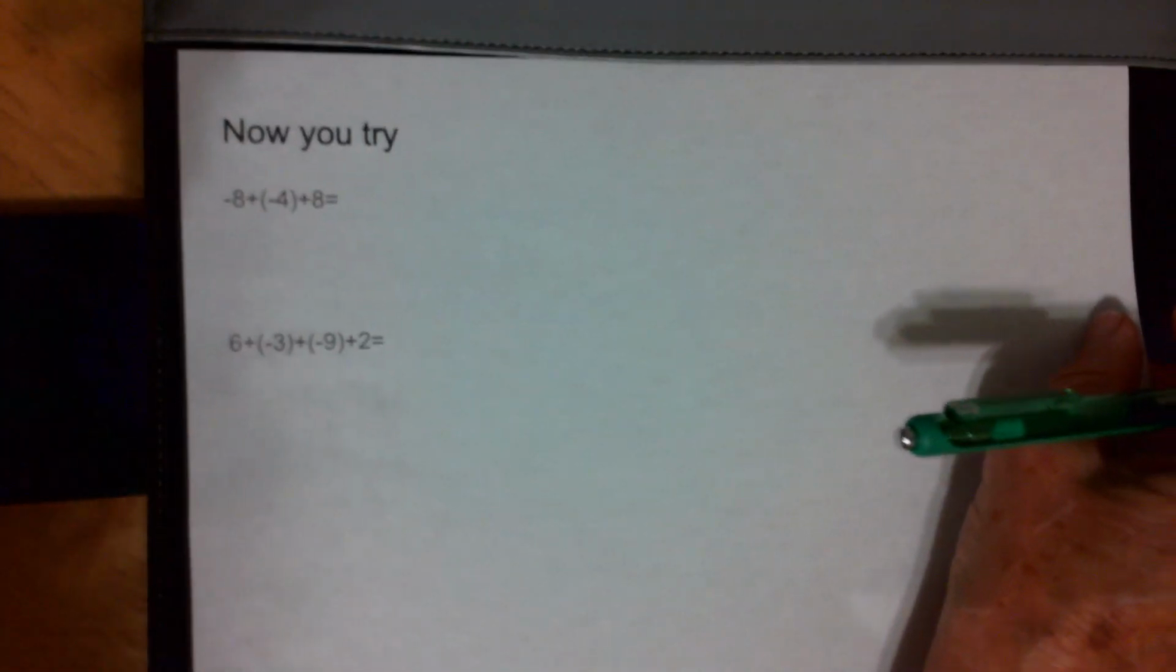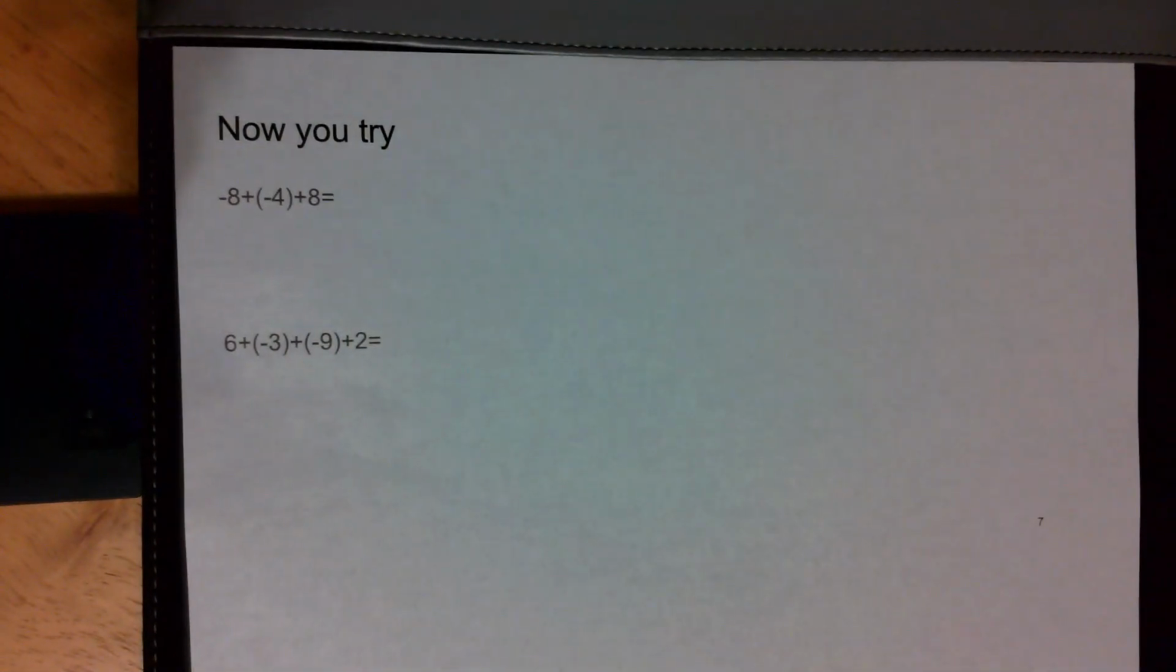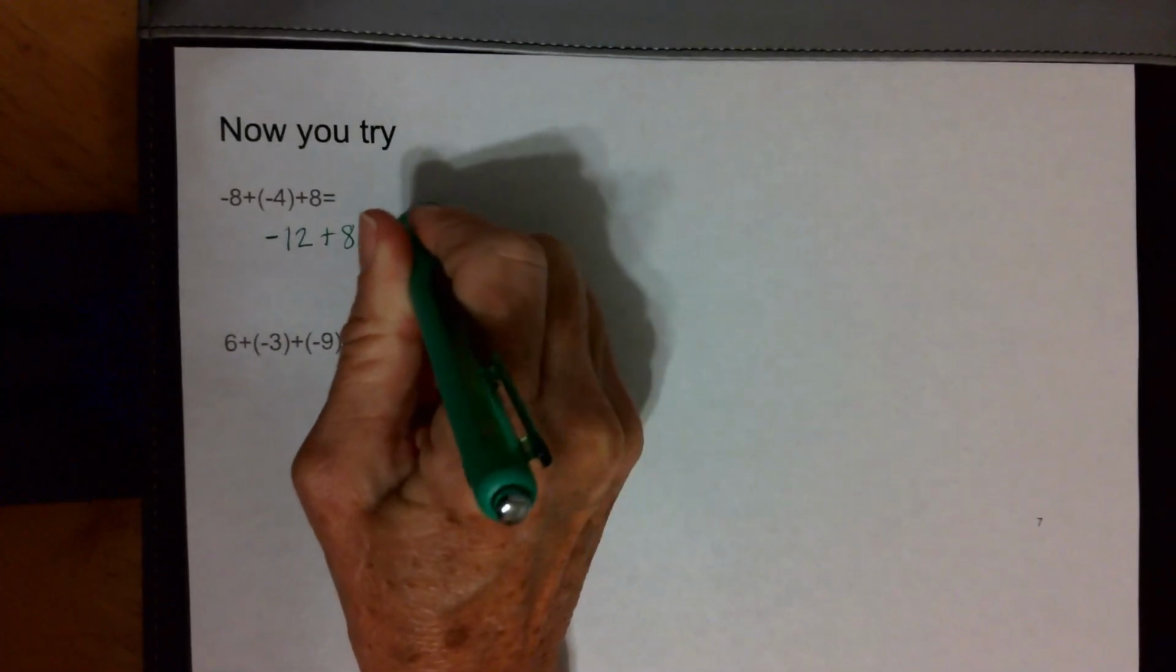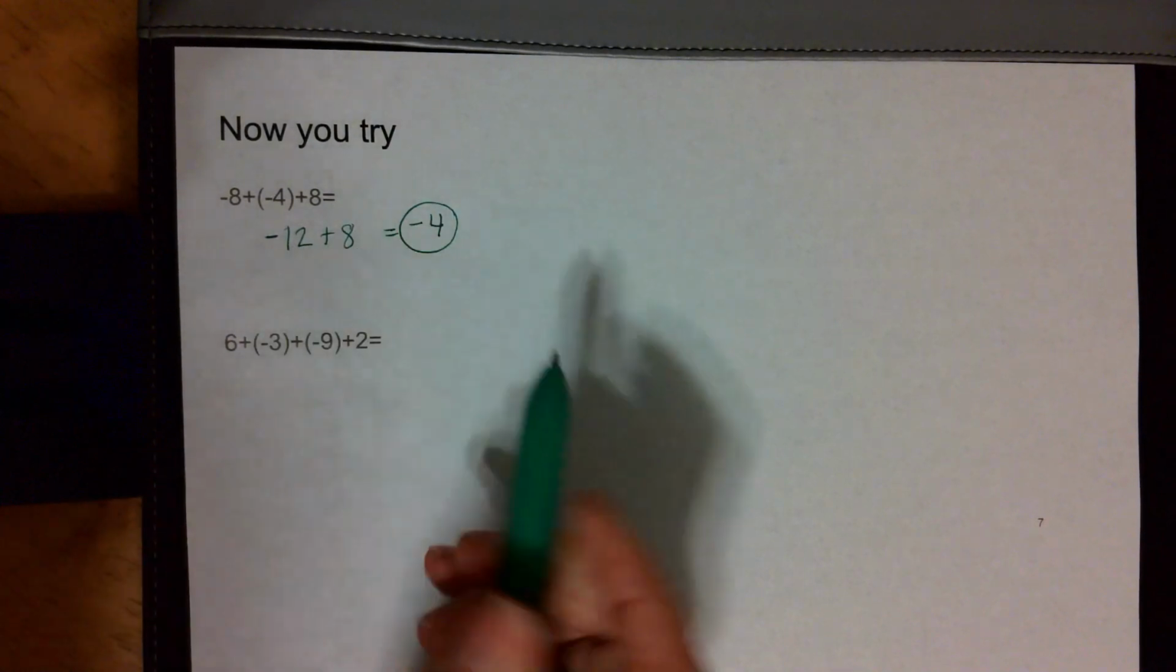Now, I want you to try some. So pause it and then come back to it. So I have -8 plus -4, which is a -12, plus 8. I'm going to subtract and use the sign of the larger number, because the signs are different here.